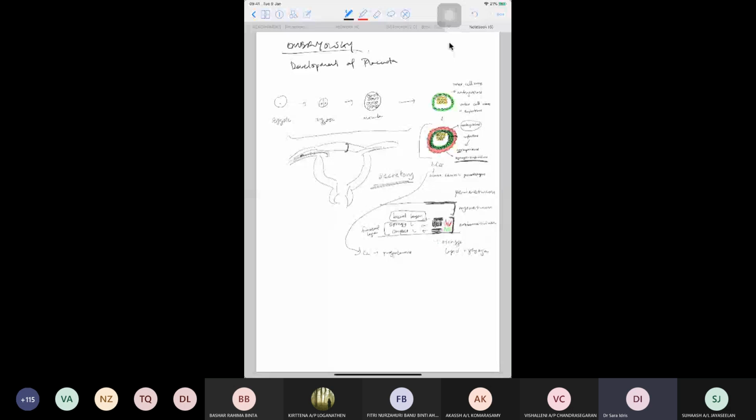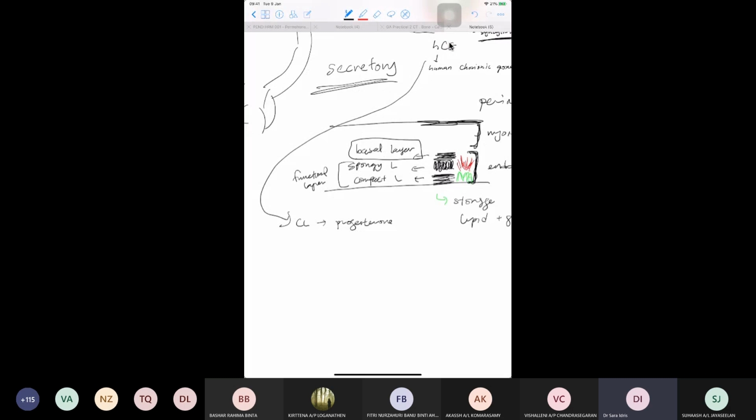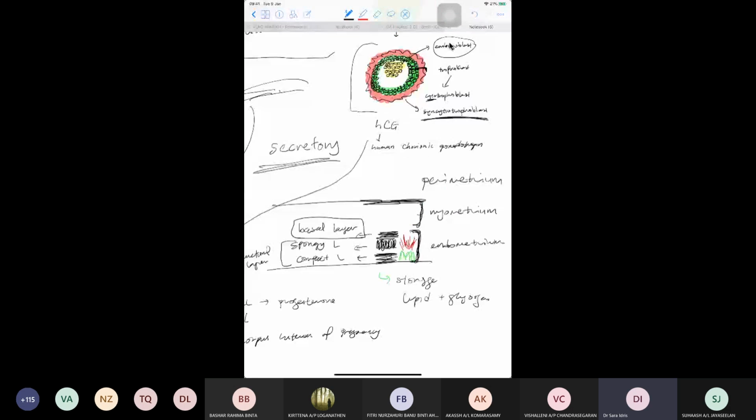the uterus itself. So once that happens, once the corpus luteum gets a signal from HCG, the corpus luteum will change its name from a simple corpus luteum to corpus luteum of pregnancy. So once the corpus luteum is under the influence of HCG that is produced by the syncytiotrophoblasts layer, it will change its name to become corpus luteum of pregnancy.